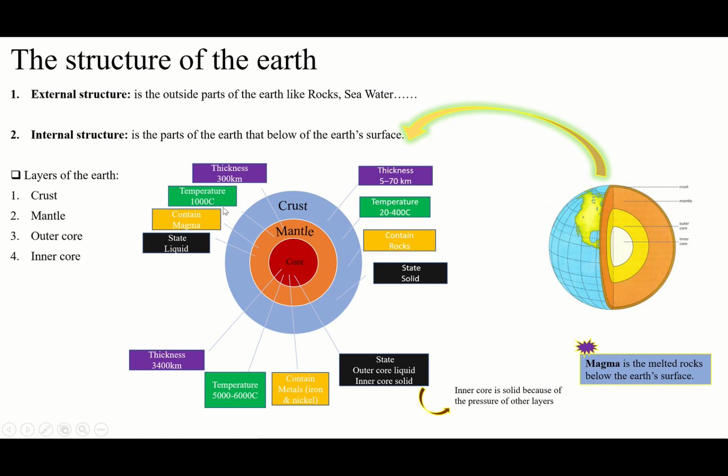We said it's 1,000 degrees Celsius. We said rock is going to melt at this temperature. That's why magma is melted rocks. The rocks have been melted, okay?